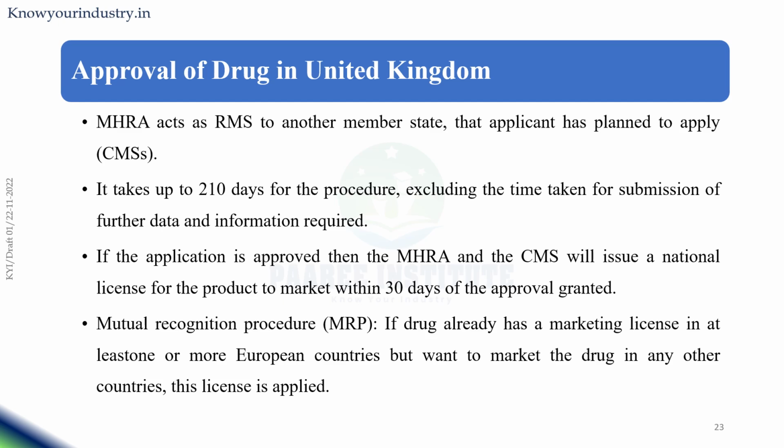The processing time for this application from here takes 90 days. And if the application is approved, then the national license will be issued within 30 days by the concerned member state. And mutual recognition procedure can be used more than one time. This is called as repeat use procedure. Keep it in mind that mutual recognition procedure can be used more than one time, which is called as repeat use procedure.